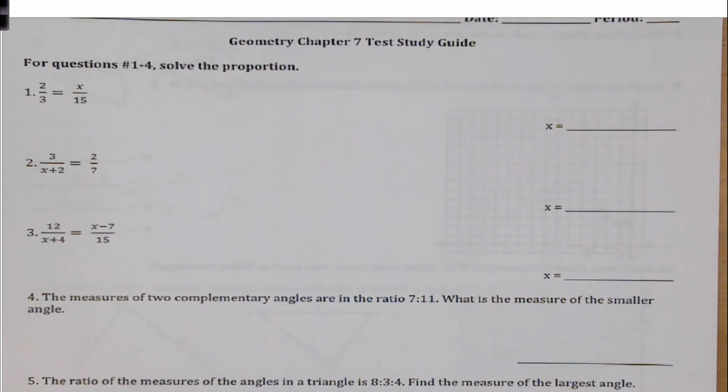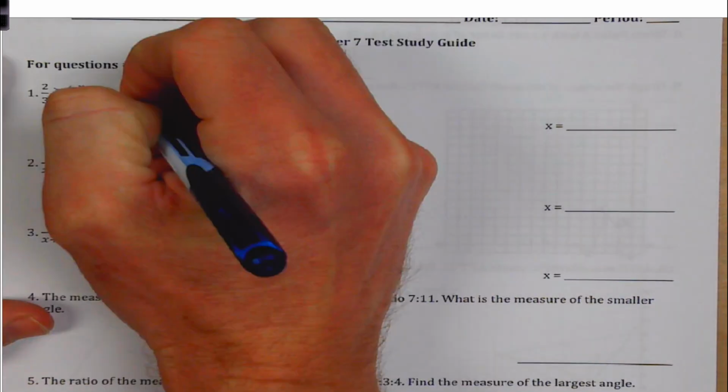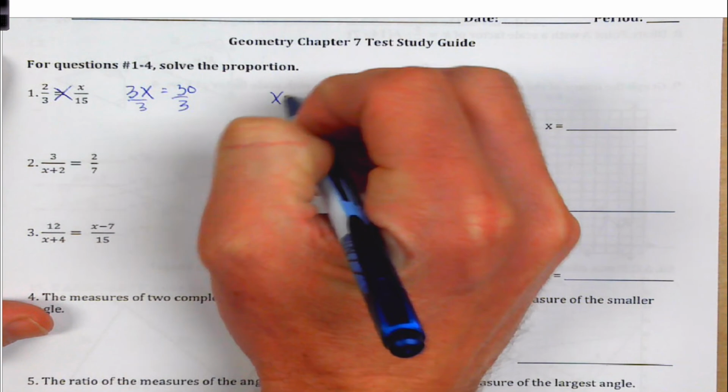Alrighty, chapter 7 study guide. Here we go. Alright, first three questions we're solving proportions, so you're going to cross multiply. So we get 3 times x equals 2 times 15, which is 30. Divide by 3, x equals 10.